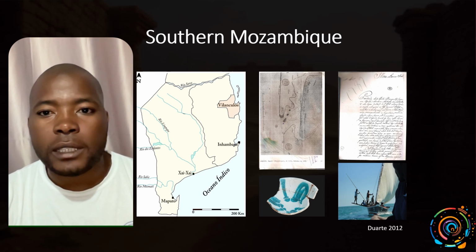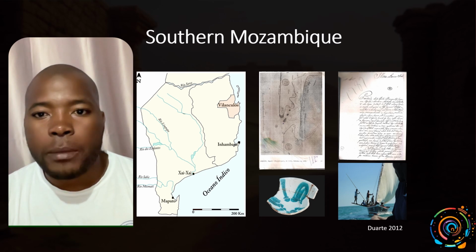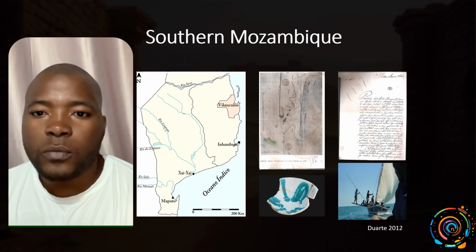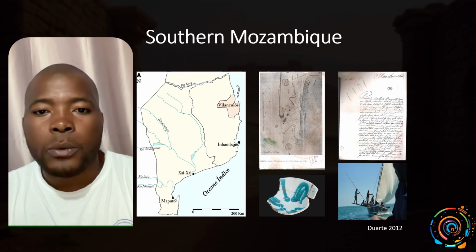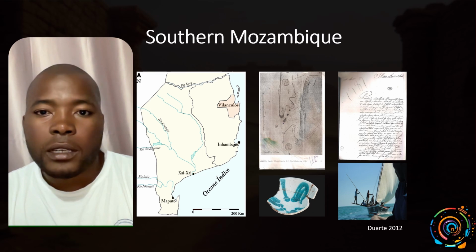That also witnesses that this coast was already connected with the whole region, especially the Indian Ocean rim, and a lot of exchange was happening here. We have this evidence, but also written sources, for instance this letter that describes a shipwreck that occurred along Inhambane Bay. We also have records of a number of shipwrecks along the coast of Maputo, especially near the main harbor. A number of recent metal shipwrecks have also been located in this area.